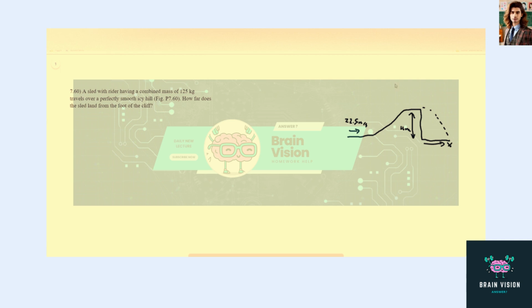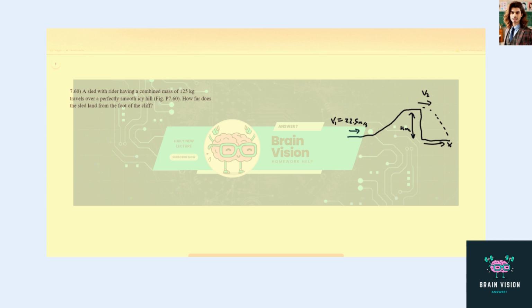So the first thing we need to do is find what our velocity is going to be up here, and I'll write that as v2 since this is v1. And then we're going to have to see how much time it takes to fall to see how far away the sled lands. So first off, you need to find what v2 is.